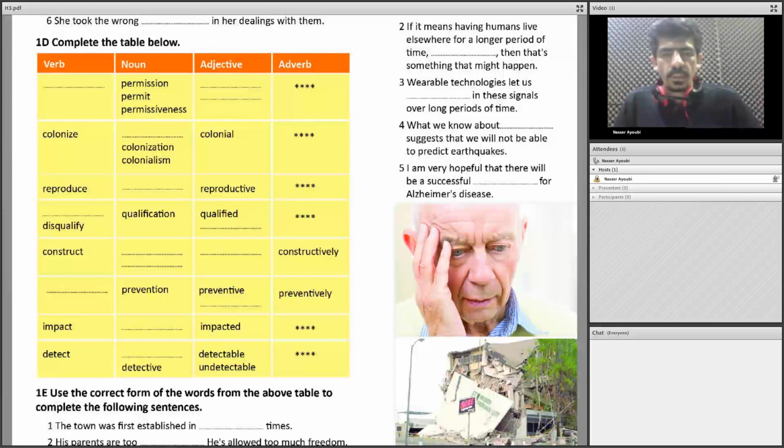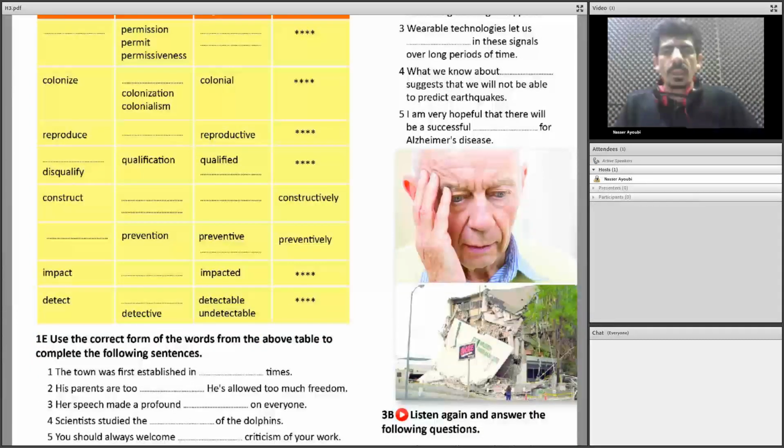For example, for colonize: Peru was colonized by the Spanish in the 16th century. And colonial: the purpose of third world colonies was to make colonial powers rich. Colonial powers are those powerful countries that colonize the weaker ones, for example, in third world countries like, I don't know, India, Peru, and so on. Good.